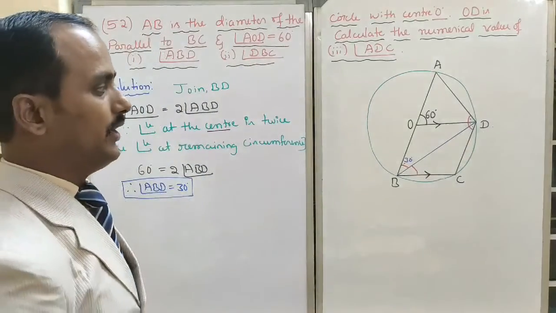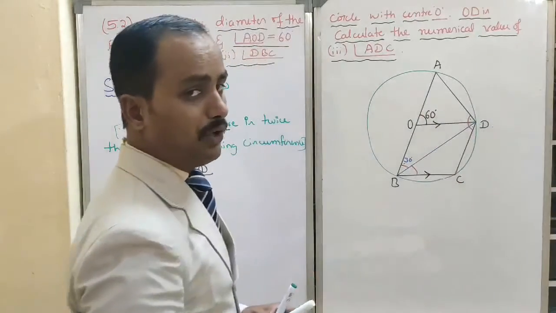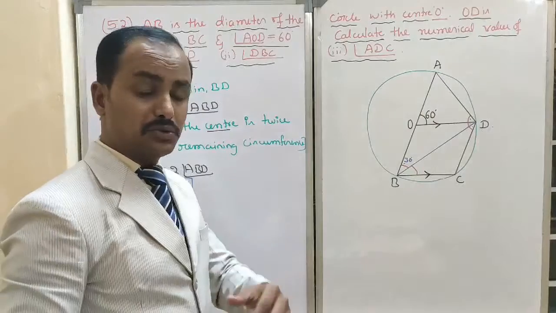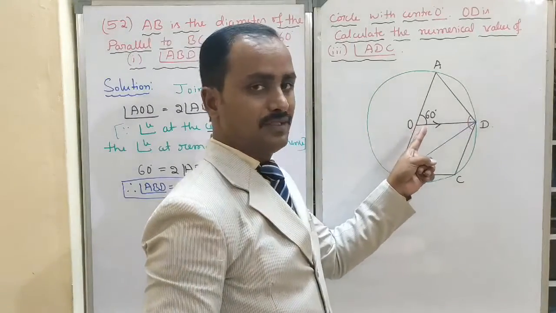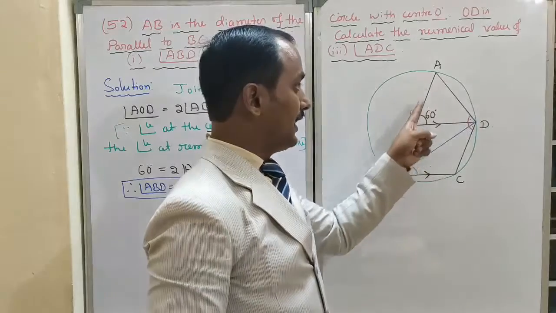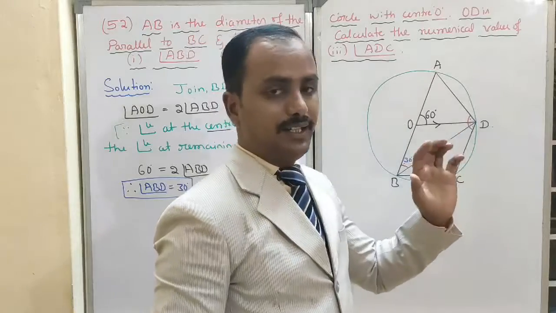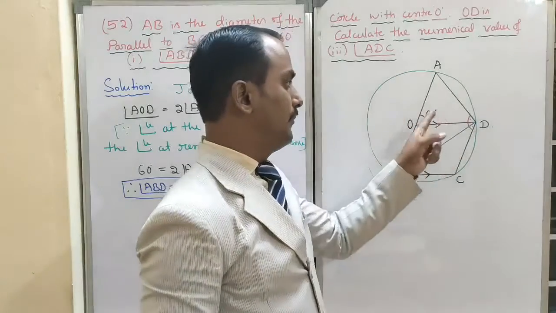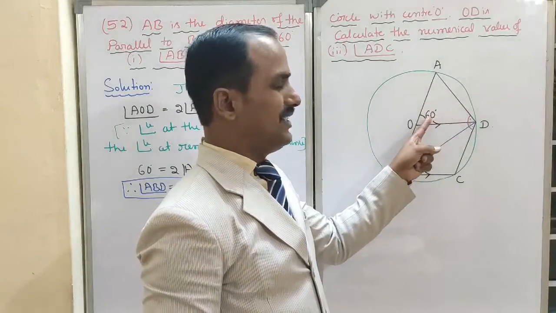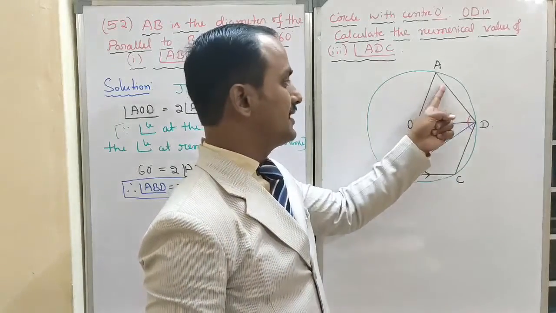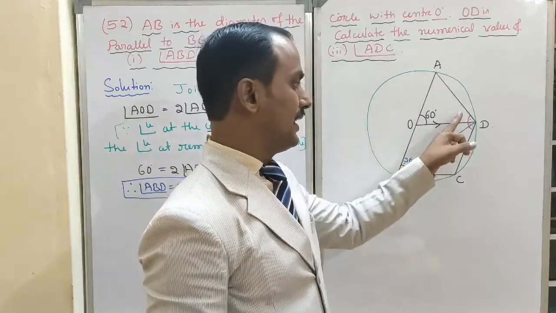Shall I show how I can find? First, ADO, how to find this angle? ADO, how much will come? Some students have already guessed. ADO is 60 degree. How? In triangle AOD, AO and OD are the radii of the same circle. Their opposite angles are equal. See, already 180 minus 60, 120 is there. 120 divided by 2 means 60, 60 will come. This angle 60 will come.